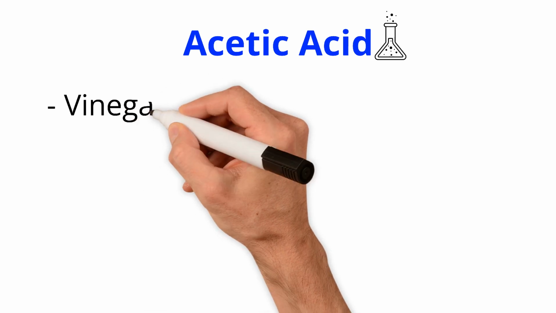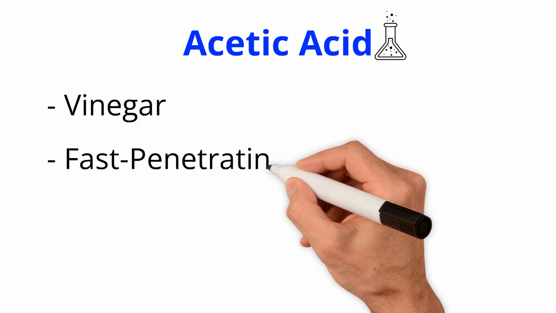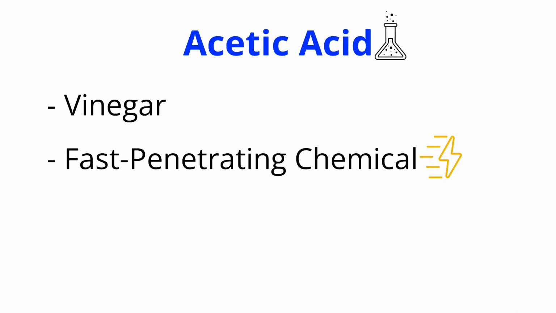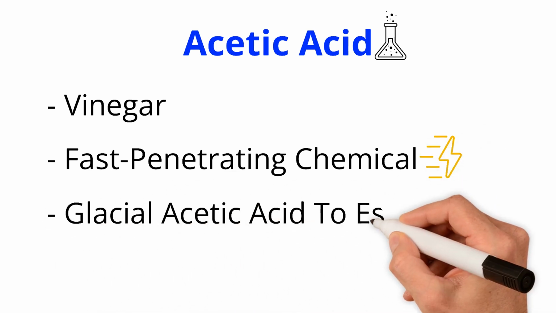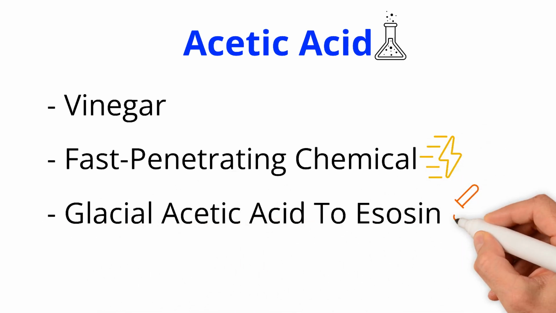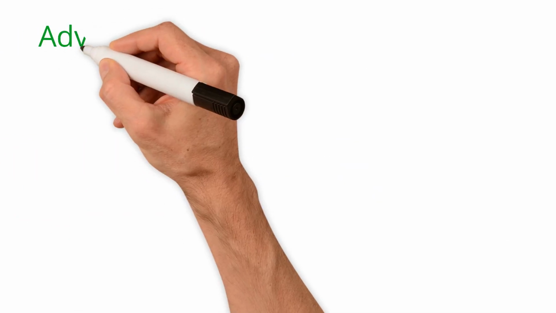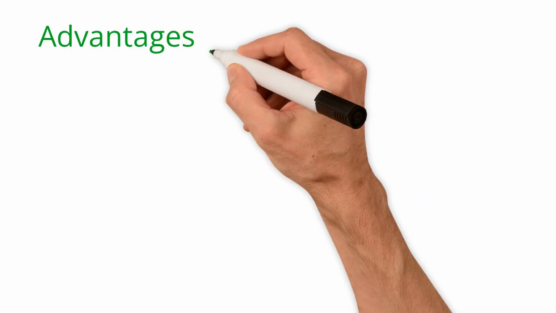Acetic acid, commonly known from vinegar, is a fast-penetrating chemical often used in fixatives. When highly concentrated, it is called glacial acetic acid. In my experience, I have seen histotechs adding glacial acetic acid to eosin working solution to enhance a cleaner and more vibrant pink to the cell.